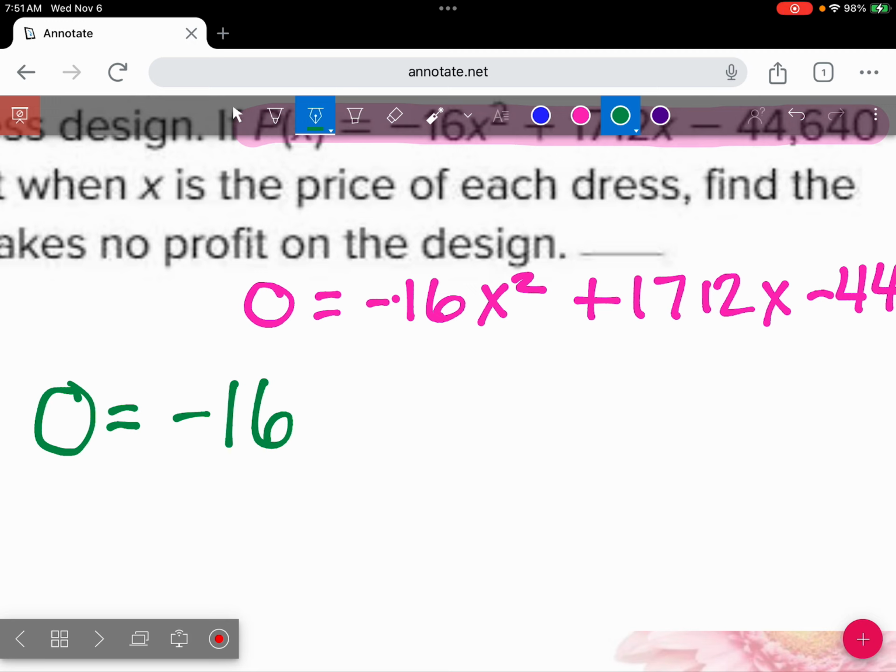Big numbers. I want to factor out a GCF of negative 16 because I really don't want to deal with minus x squared and factoring. If I take minus 16x squared and divide it by minus 16, we get x squared. We like that better. Then I'm going to take 1712 and divide it by negative 16, and that's going to give us negative 107x.